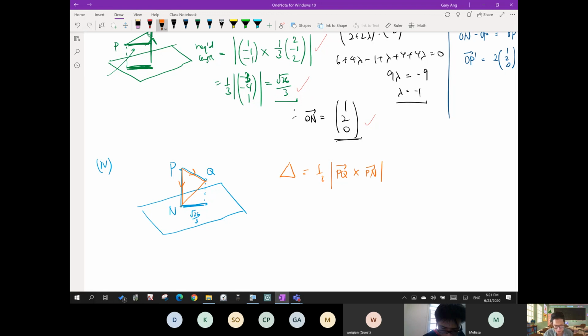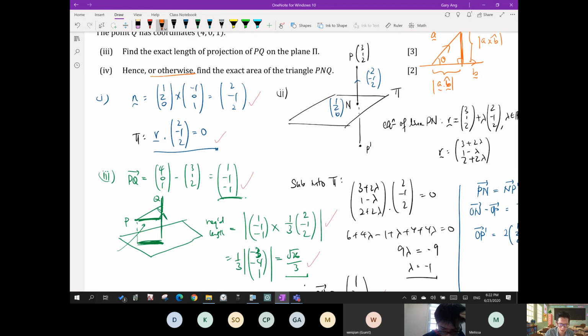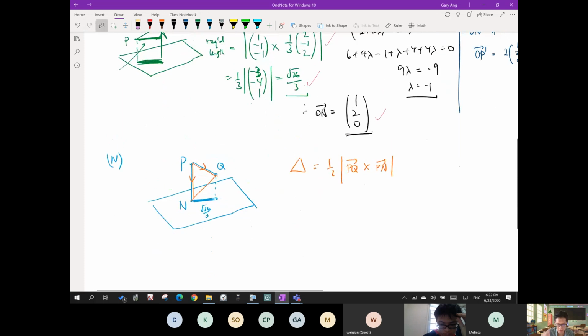But I don't like this. Why I don't like this is because you're not using the "hence". Thankfully, this question says "hence or otherwise", so you still get the 2 marks because there's "otherwise". What if there is no "otherwise"? Die. "Hence" means what I just discussed, this cross product thing, you're going to get 0 anyway even if your answer is correct, because you are not using the answer you found.